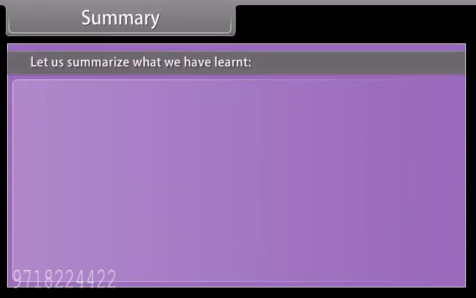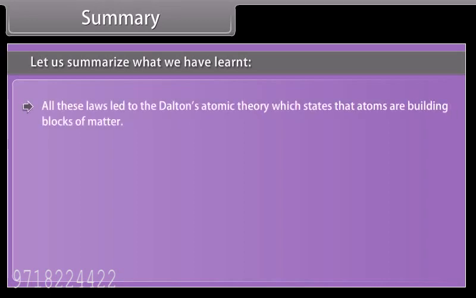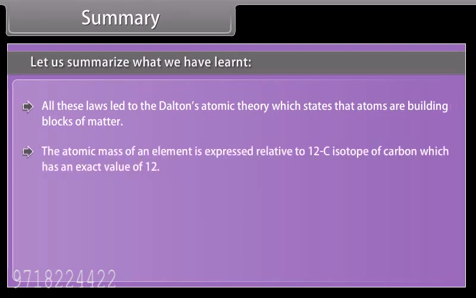Summary. Let us summarize what we have learned. All these laws led to the Dalton's atomic theory, which states that atoms are building blocks of matter. The atomic mass of an element is expressed relative to 12C isotope of carbon, which has an exact value of 12.